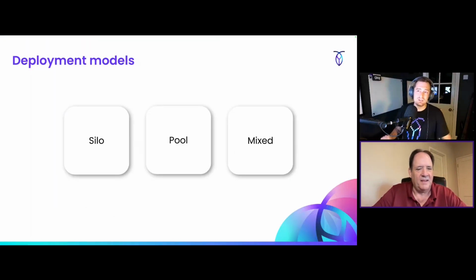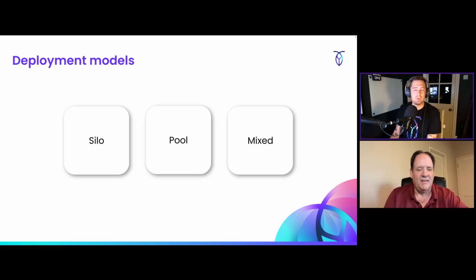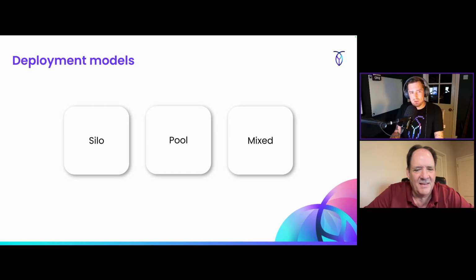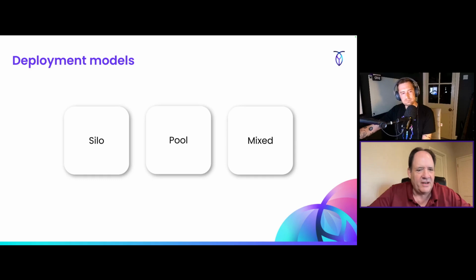And I think that leads us on very nicely to the deployment models available for multi-tenancy. You mentioned silos, you mentioned pools. I have mixed here, but I think it's also called hybrid or sometimes bridge. Could you walk us through the various models available and when you might want to consider each of them?